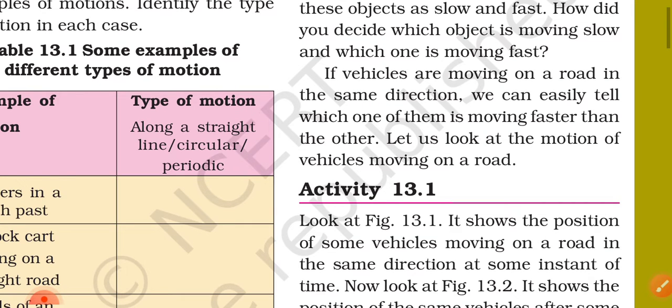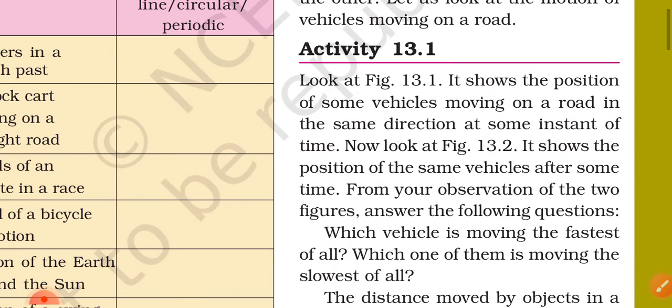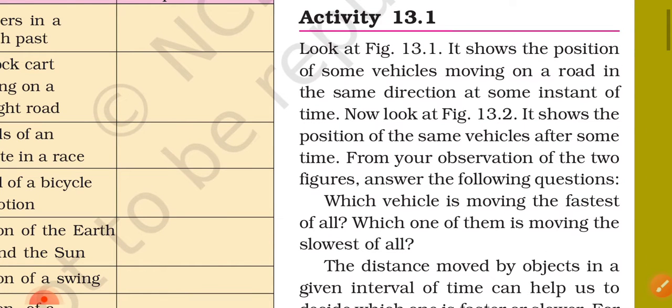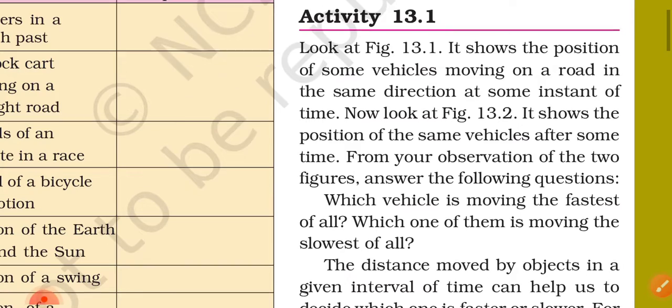If the vehicles are moving on a road in the same direction, we can easily tell which one of them is moving faster than the other. Let us look at the motion of the vehicles moving on a road. Activity 13.1. Look at Figure 13.1. It shows the position of some vehicles moving on a road in the same direction at some instant of time. Now look at Figure 13.2. It shows the position of the same vehicles after some time. From your observation of the two figures, answer the following questions. Which vehicle is moving the fastest of all? Which one of them is moving the slowest of all?